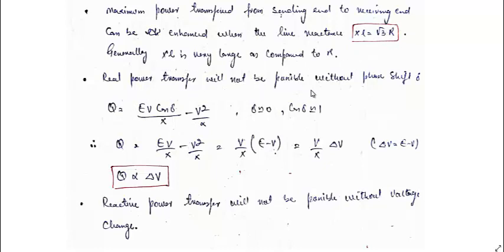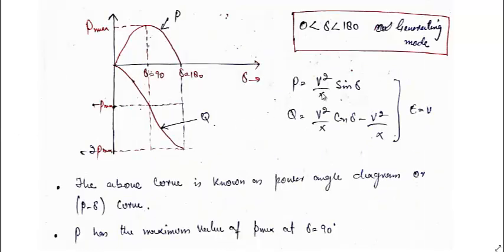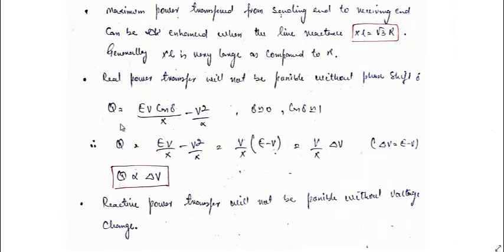Real power transfer is not possible without a phase shift delta. You can see it from here. If delta is 0, real power transfer will be 0. Similarly, first let us see what will happen to reactive power. Reactive power is equal to EV cos of delta by X minus V square by X. Since we know that delta is very close to 0 for the practical power system, that means cos of delta is close to 1. So we can say that this will be equal to EV by X minus V square by X, taking V by X common. So we get V by X into E minus V, so V by X into delta V.